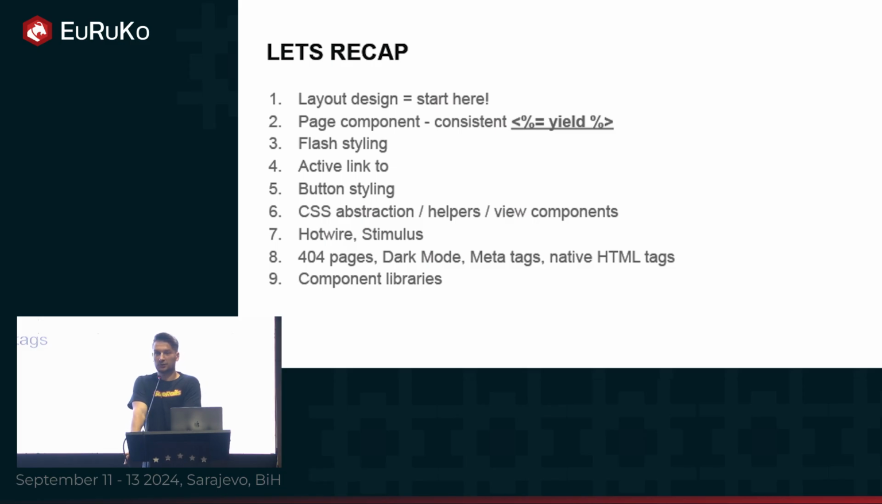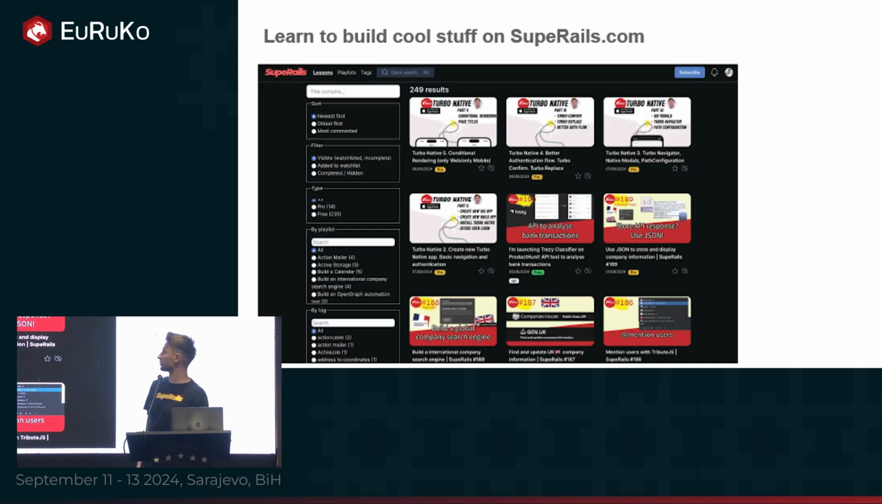Okay, so we had a look at like quite a lot of small different front-end things, front-end gotchas that we need to pay attention on. So first of all, start with the layout design and consider making a responsive layout. Then page component, flash styling, active link tool, buttons, CSS abstractions, when to use Hotwire, how to use Stimulus, a few other small things, and component libraries.